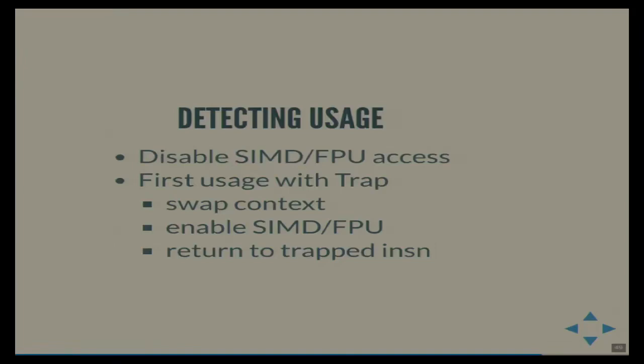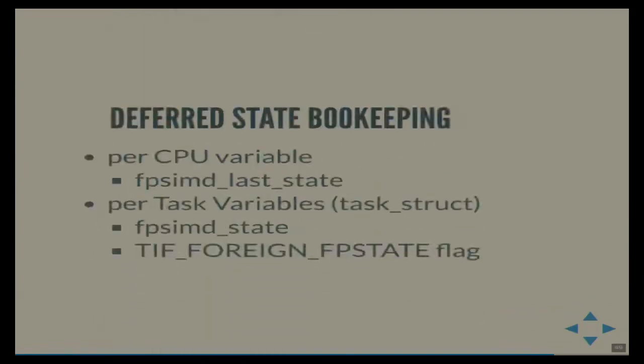We need to do a little bit of bookkeeping for this, though. So we need to keep track of whose SIMD state we have on each CPU, so there's a per CPU variable for that. And we also need a per task variable where we can save the SIMD state when it's not being actively used. In ARM, we introduce an additional flag here, this TIF_FOREIGN_FPSTATE, and this is simply a state flag. So when the kernel switches to user space, it needs to enable trapping so it can pick up if the SIMD stuff is accessed.